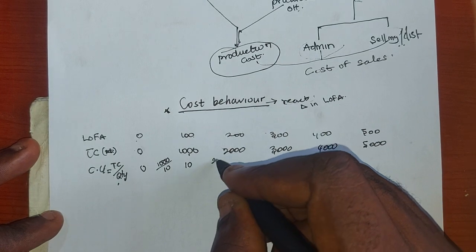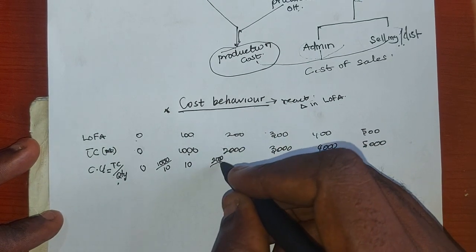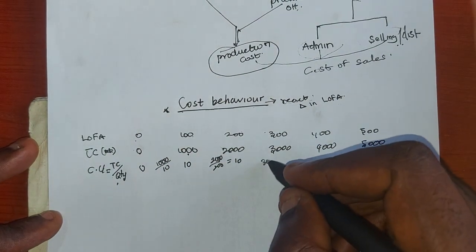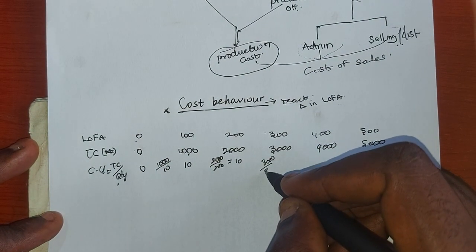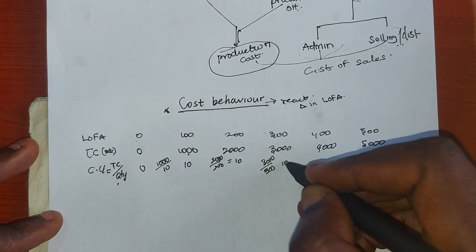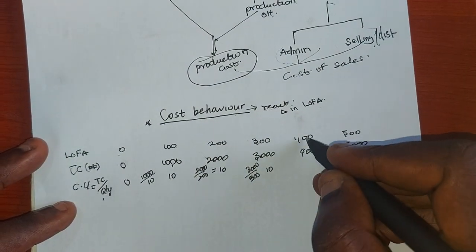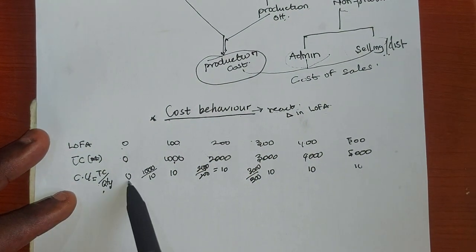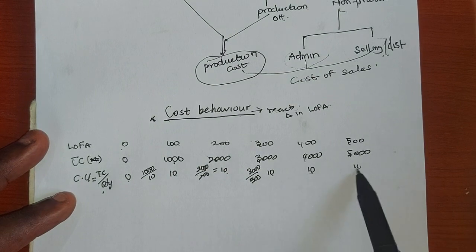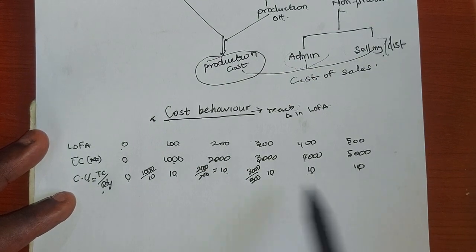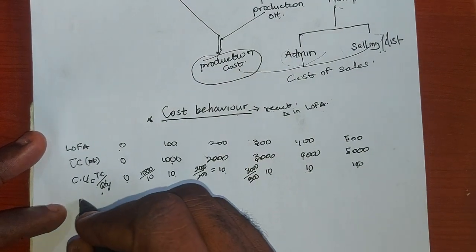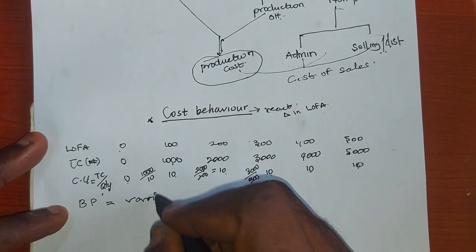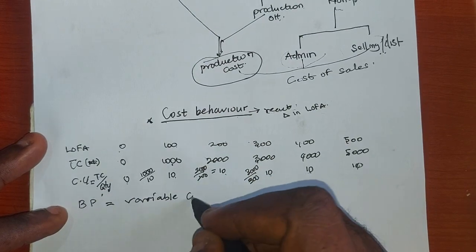When you calculate here, 2,000 divided by 200 gives 10. 3,000 divided by 300 also gives 10. Similarly, 4,000 divided by 400 is 10. You will observe that the cost per unit remains the same. The behavioral pattern of this is called variable cost.